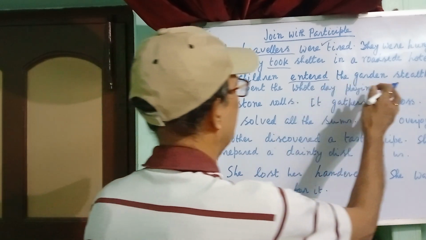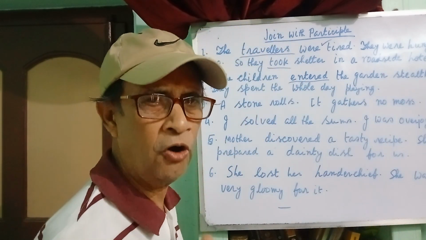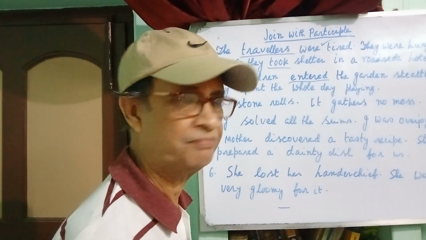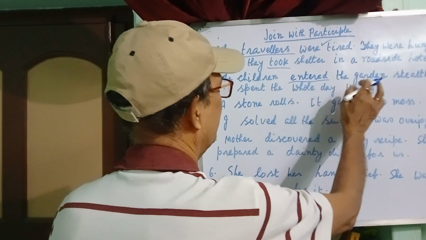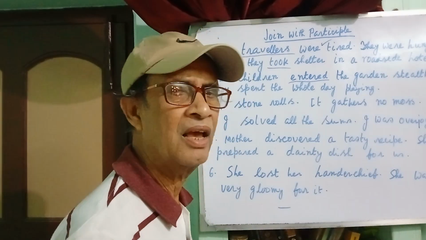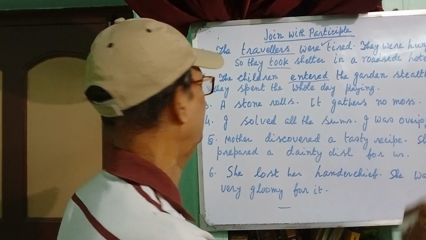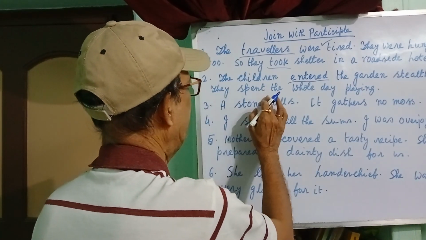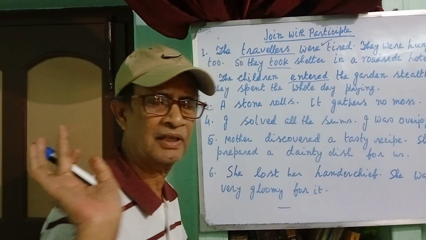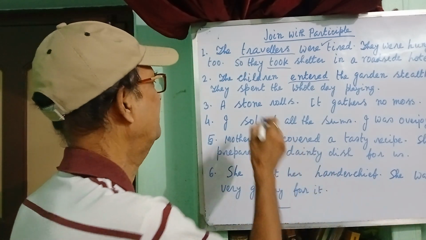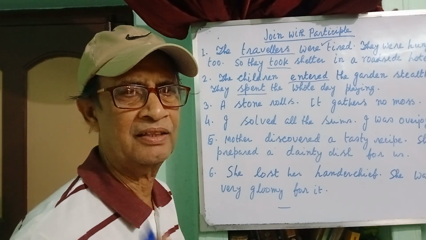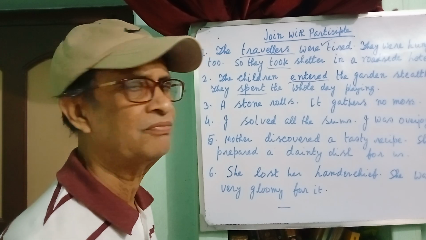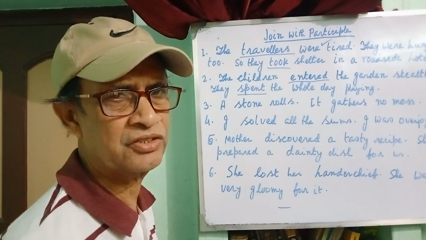Having entered the garden stealthily, or just follow, don't skip a single line. Having entered the garden stealthily, or entering the garden stealthily, comma, you must give a comma, the children spent the whole day playing. Clear? There is only one finite verb, that is spent. There is the cause and effect relation. Now, my item number is 3.